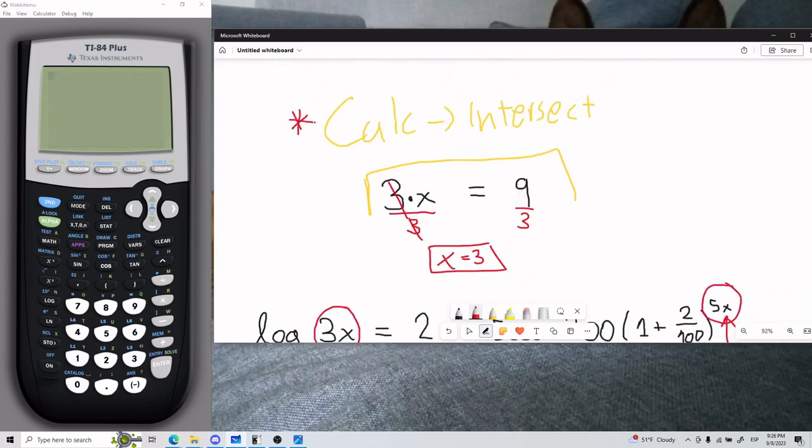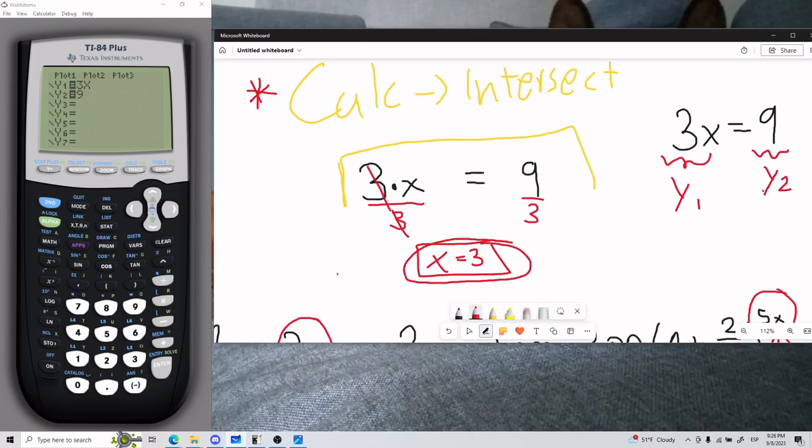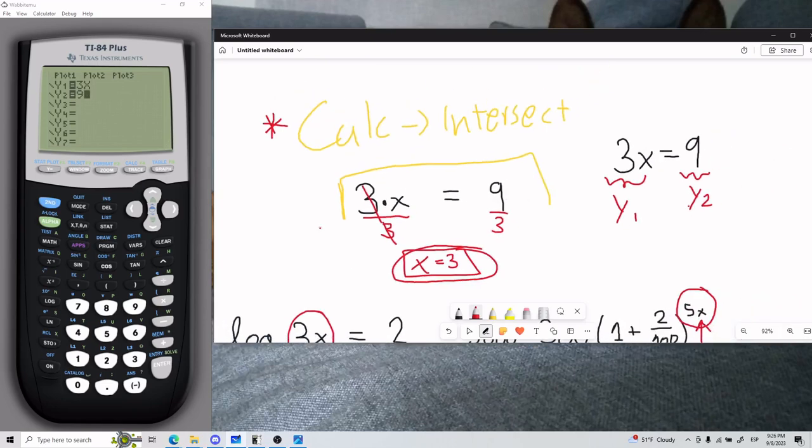How can I get that x equals 3 through calc intersect? The idea is the following. You will take each of the sides and graph it. You're going to say that this, for example, is y1. When I say y1, I mean pressing y equals on your graphing calculator and this y1 up top. So y1 is 3x, and your y2, you probably guessed it, is going to be 9. So you're graphing both sides, checking where they intersect, and wherever they intersect is going to be your answer. So I'm going to show you how we get to x equals 3 through calc intersect.